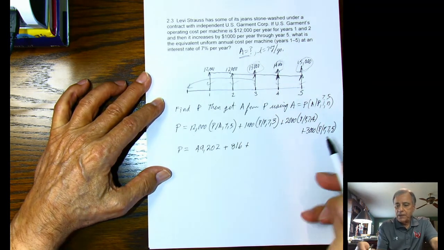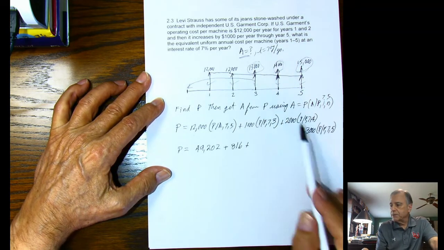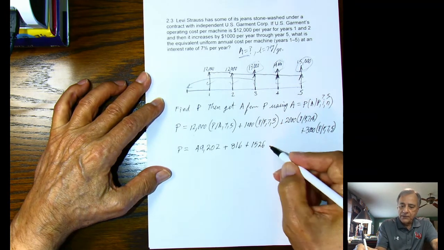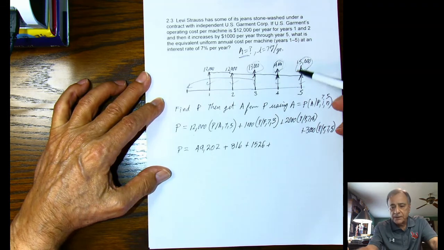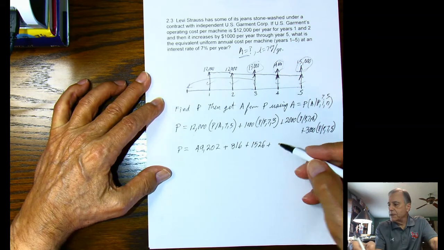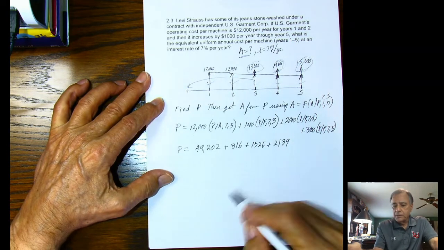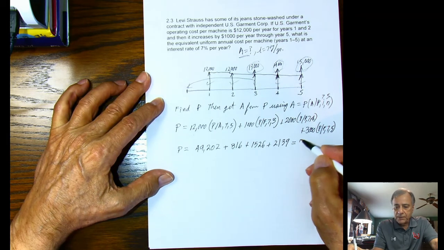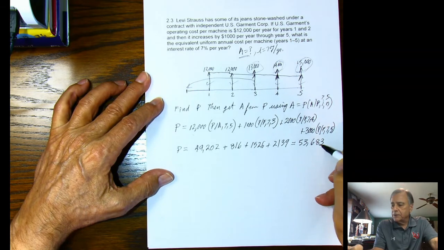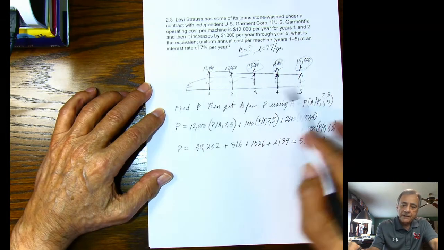$816. And then we have 2,000 to bring back 4 years. That's this last piece up there. And that's $1,526. And then finally we have this 3,000 that's left over here. We want to bring that back 5 years at 7%, and that's $2,139. When you compute all that out, add it all up, you get $53,683. So that is the present worth of all of that.